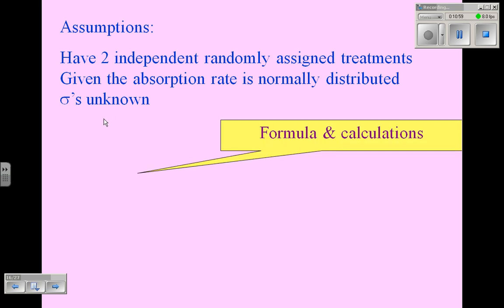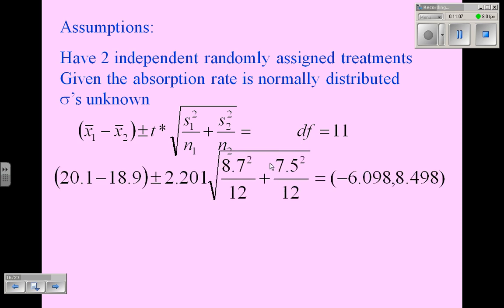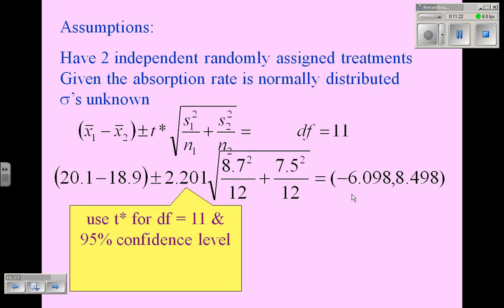Formula and calculations. This is a t-interval, so we're going to do this formula that you saw previously with a degree of freedom of 11. Plug in your x-bars, look up your t-star value on the frequency chart, plug in your standard error, which is this part here that my arrow is going around, and then let your calculator do its magic, and there is your interval. We use a t-star for a degree of freedom of 11 and a 95% confidence level, just looking in the pink book or in the back of your textbook.